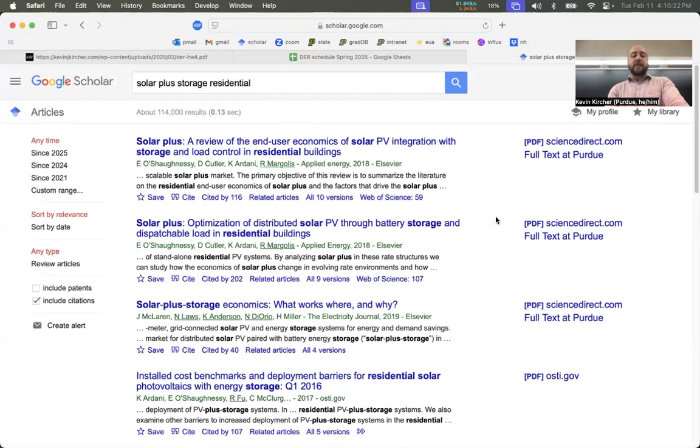But the idea is that you want to find something that comes from a reputable source, something fairly recent. So you probably don't want something from before the turn of the century, but the last decade or so, I think, would be good. And so that's another way that you can find these sources.